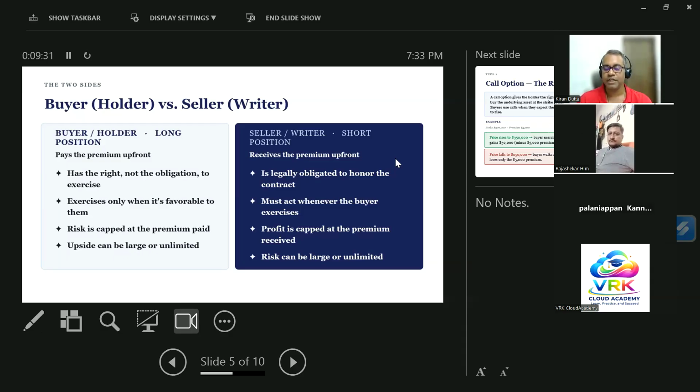Sir, you understood? Clear? My property went from 1 crore to 1.2 crore, 20 lakhs is my profit. I had already paid 1 lakh premium, right? So 20 minus 1 is my 19 lakh profit, when I'm executing the contract. Everyone clear there?